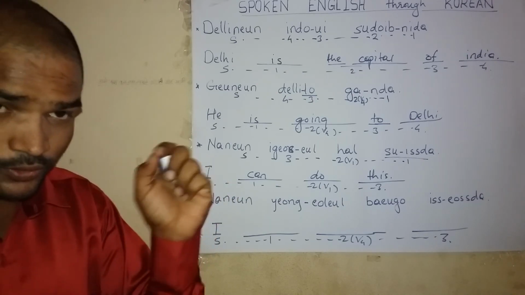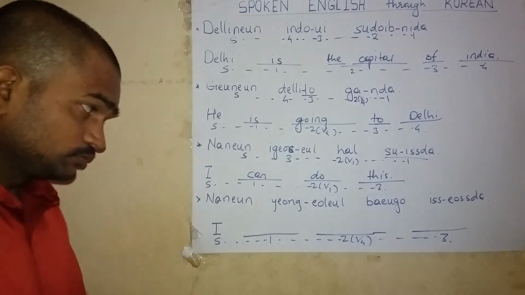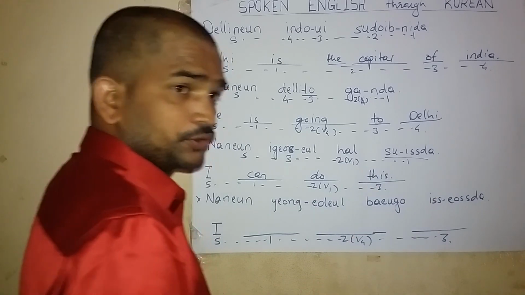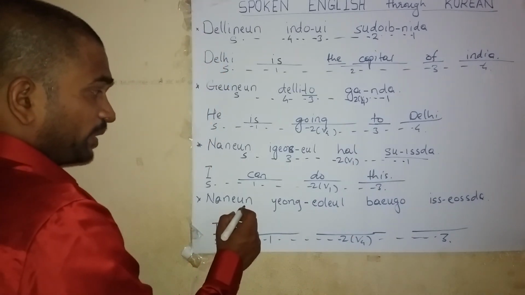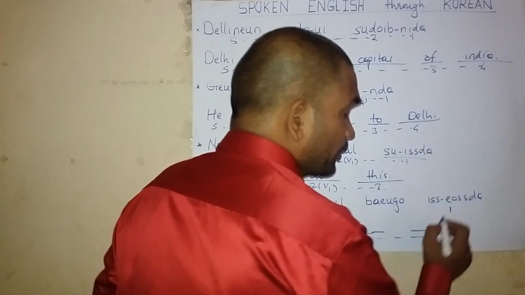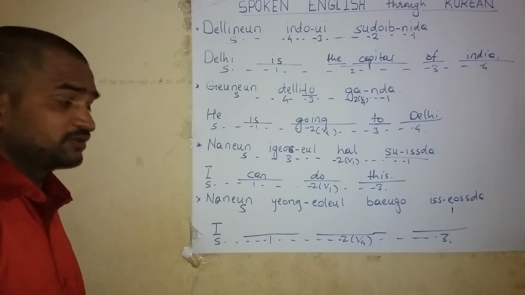Nanyon, Yong-Yo-Leul. The English is pronounced in Korean language as Yong-Yo-Leul. Bayugo is used. The word for Nyeon, I. If there is used at the end of the Korean sentence, we should use was and were. This is past continuous tense.